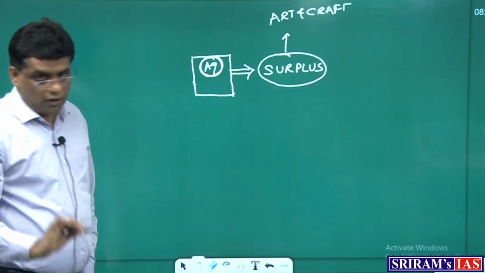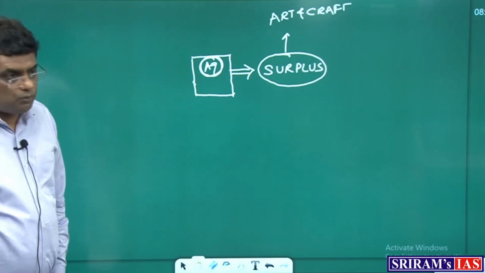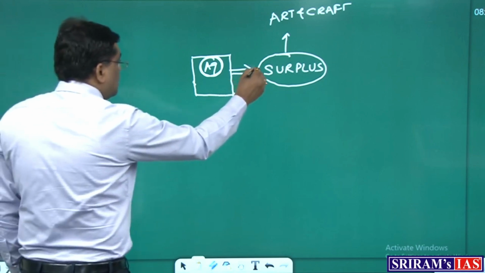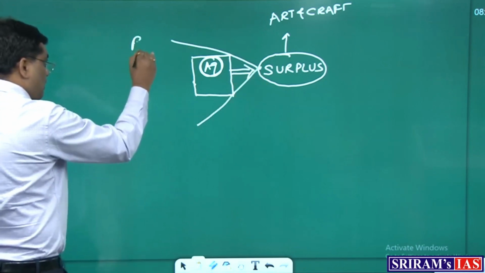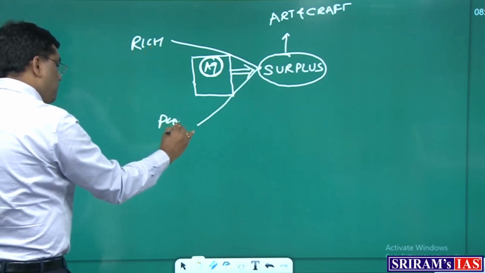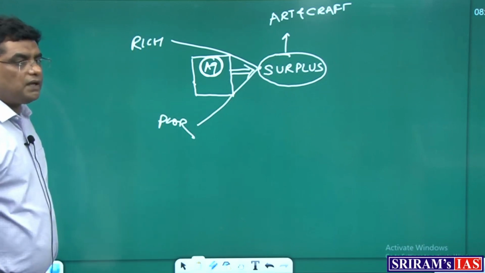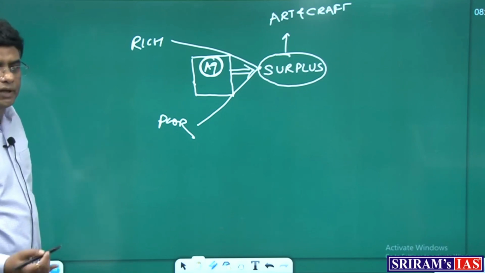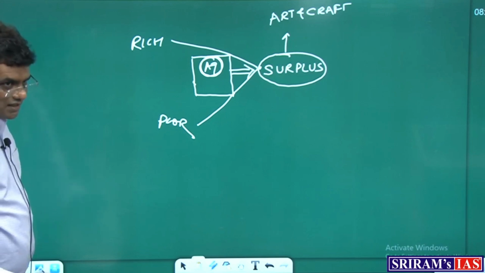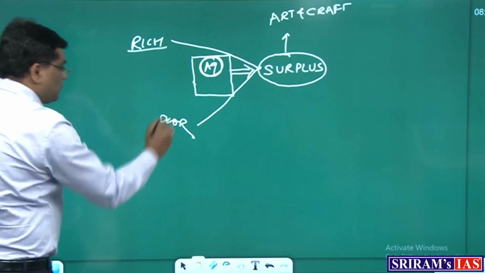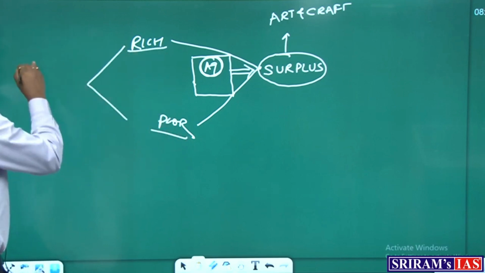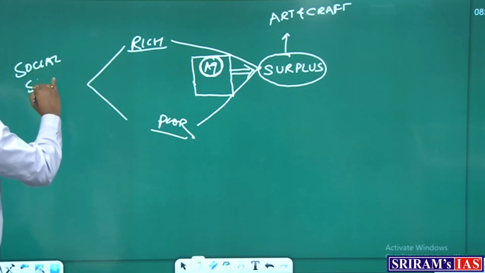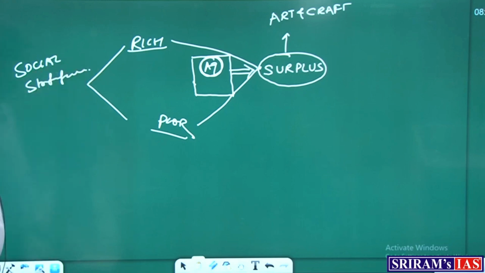Surplus is not uniform. Somebody would have more surplus, somebody would have less surplus. So that means there will be a social stratification called rich and poor. It is not that everybody is rich or everybody is poor. It is a comparative thing, right? If you are rich, but when Mukesh Ambani comes, you become poor. So there will be rich and poor. This is called social stratification.